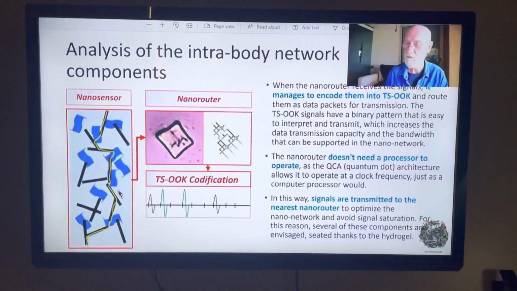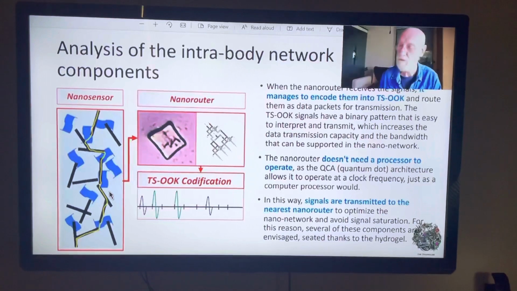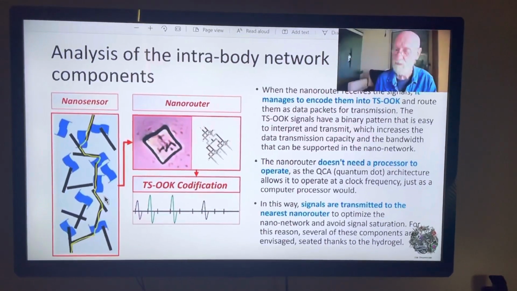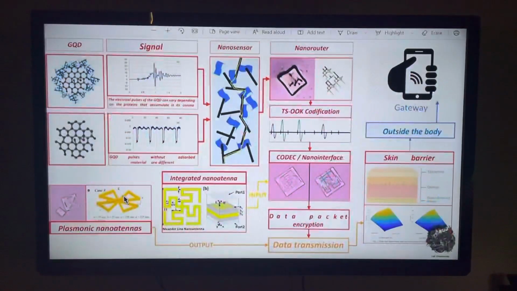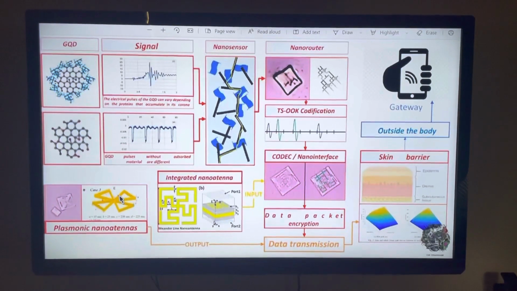Nano router doesn't need a processor. The quantum dot architecture allows it to operate at clock frequency. So you can see how all this ties together. You know, the quantum dot they present to you as being an easy way to have a vaccine and a vaccine passport. It's all about freedom of movement, folks. No, it's the clock that's used for the chip in the nano circuits they're setting up inside your body. It's the chip speed, the quantum dot.